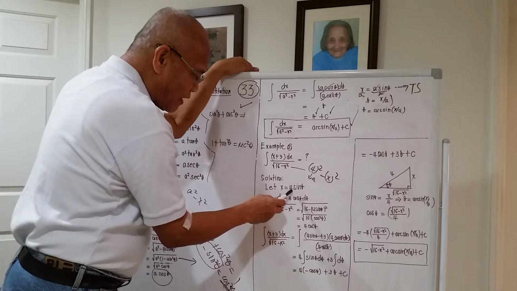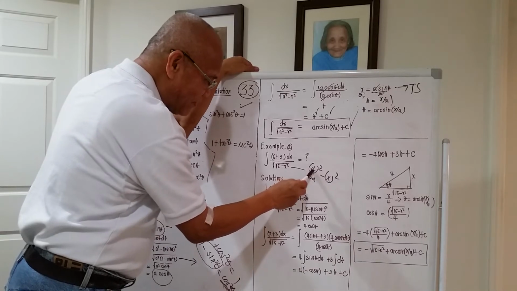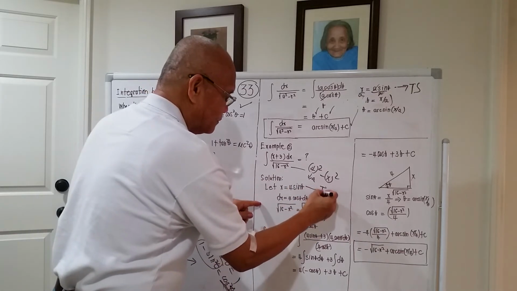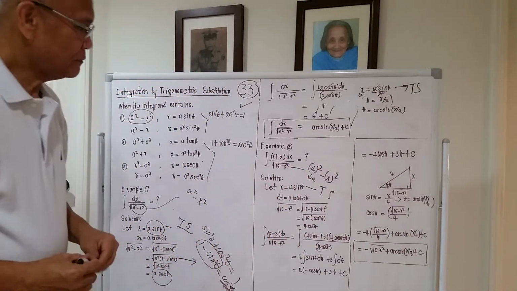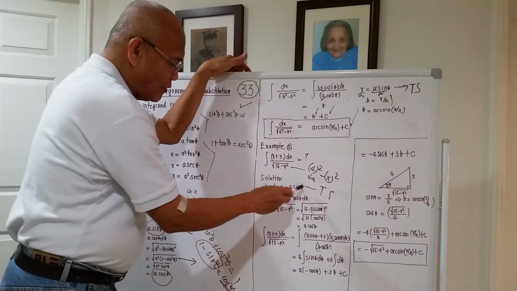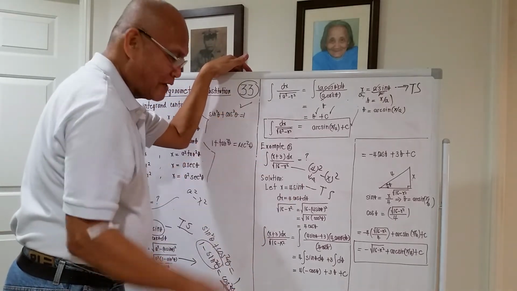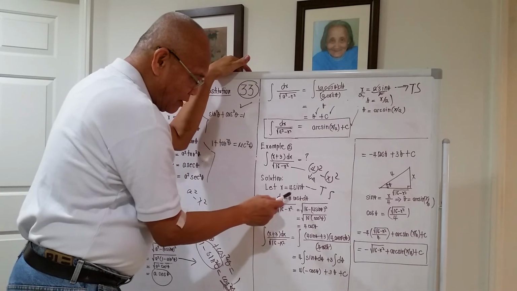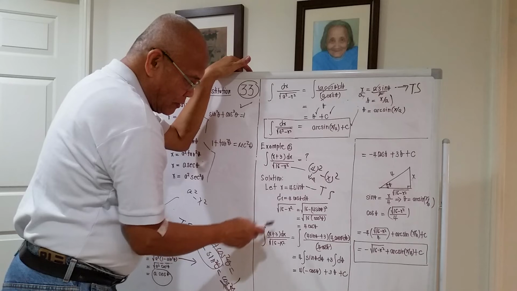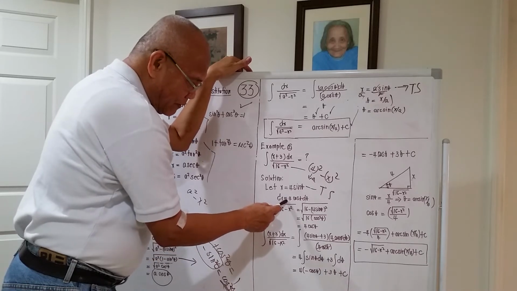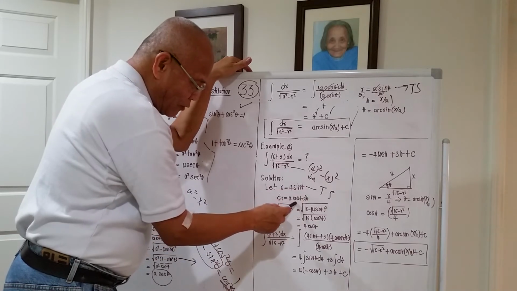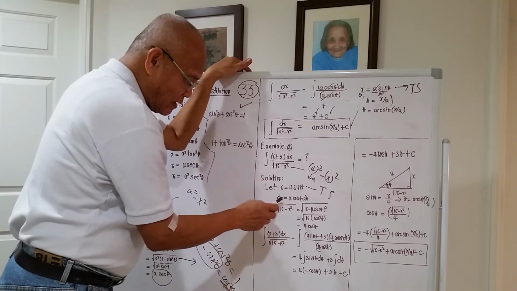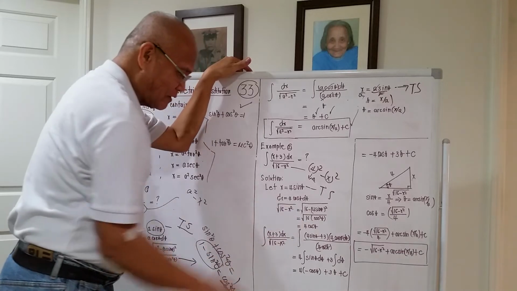Where did this 4 come from? It came from here. This is our trigonometric substitution, x equal to 4 sine of theta. Find dx. The differential of x is dx. The differential of the right hand side: the constant stays in the sine function, so it should be 4 times the differential of sine of theta, which is cosine of theta d theta. So dx is equal to 4 cosine of theta d theta.